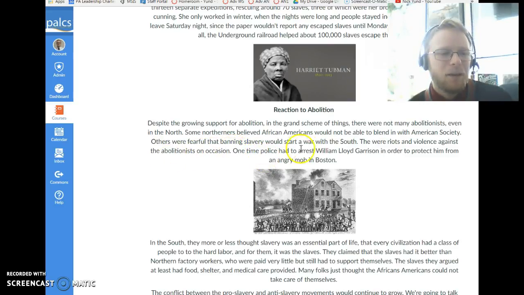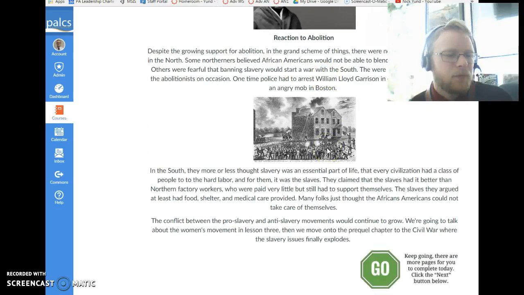For example, one time, police had to arrest William Lloyd Garrison, the guy who made the Liberator, in order to protect him from an angry mob. In the South, they had more or less thought slavery was an essential part of life, that every civilization had a class of people to do the hard labor for them. And for the South, it was the slaves.